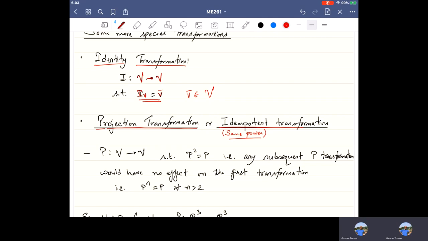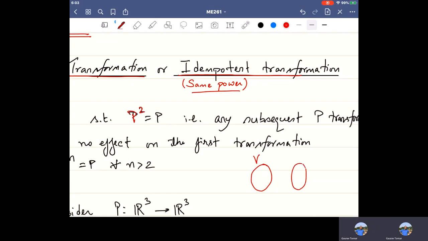So now this is defined. The projection transformation is again from a vector space V to the same vector space V, such that P square, if you do the transformation twice, you do it once and then you do it again. That means you have V getting mapped using P, and then you again do this mapping. Going by the definition of products of transformations, what you're doing here is essentially P square.